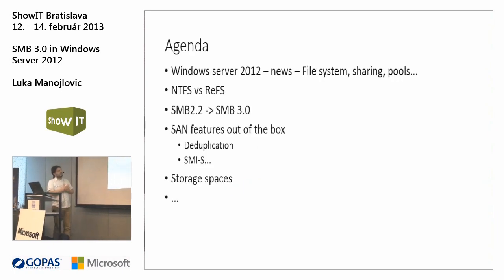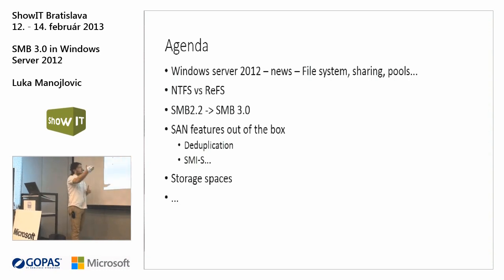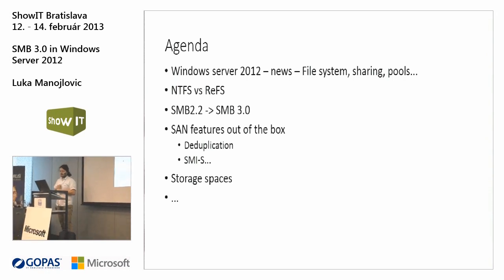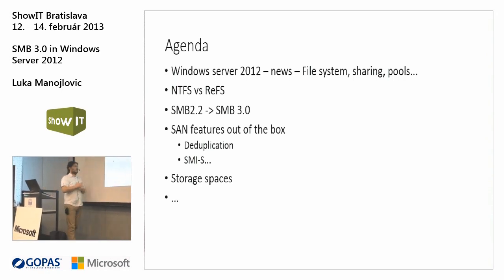Okay, so new things that are coming here. NTFS versus Resilient File System. I will show you some things around that. SMB 2.2, or going to SMB 3.0 in the final version of the server, and new features that are coming with SMB 3.0. Some features out of the box, deduplication.